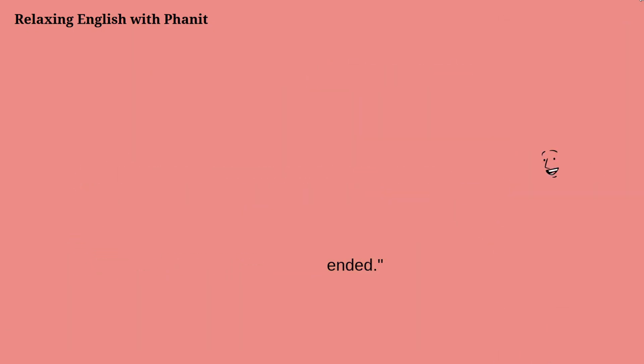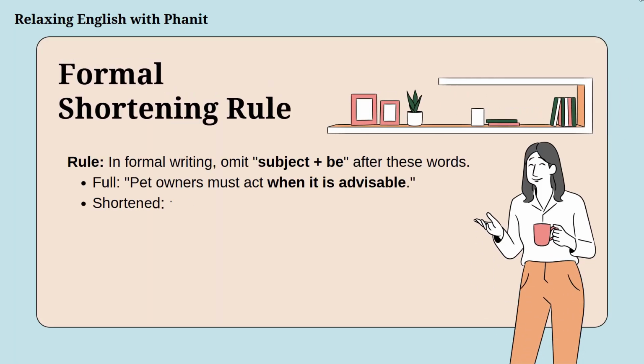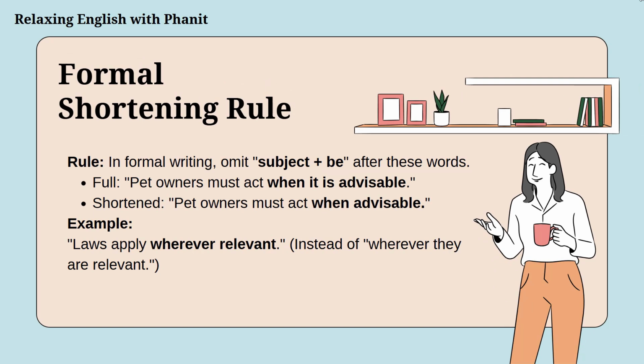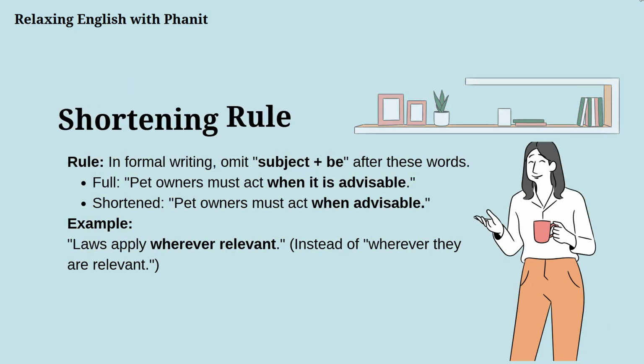In formal writing or speeches, you can shorten sentences by dropping subject plus be after these words. For example, instead of saying, "Pet owners must act when it is advisable," you'd write, "Pet owners must act when advisable." This makes your writing more concise. Another example: "Laws apply wherever relevant" instead of "wherever they are relevant." Try this trick to sound more polished in essays or reports.